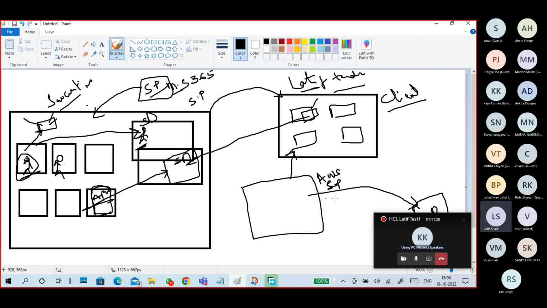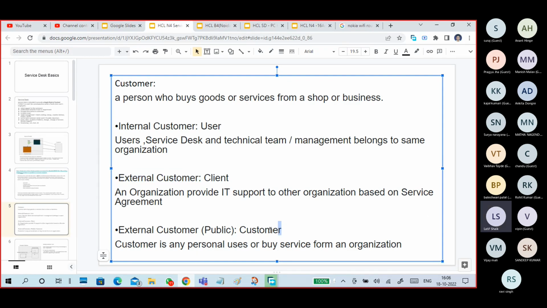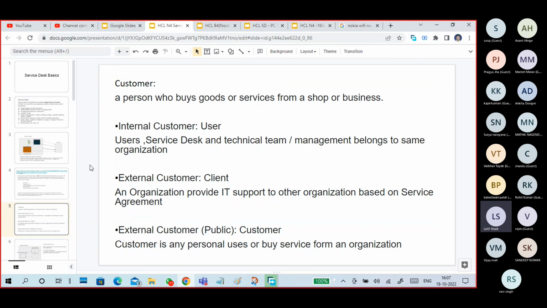So the point is, guys, understand internal customers and external customers, or external customer clients, or individual users, like external customers with a public appearance. Actually, there is no public, only two are there, internal or external. I added this one for our understanding because a lot of people have a misconception.